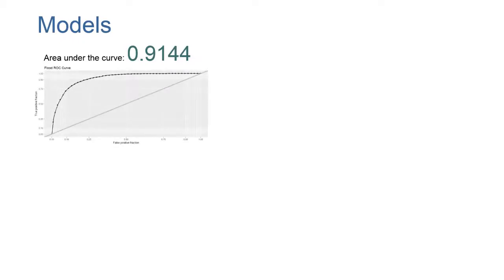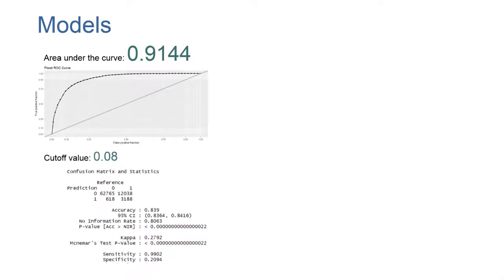The model that we created generated a gradient of probabilities from 0 to 1. The area under our curve, which compares our model's ability to discriminate between flooded and not flooded cells, was 0.91, which implies that it was a very strong model. The confusion matrix shows the classification of true and false positives and negatives. We chose a cutoff value of 0.08, which optimized the highest number of true positive and true negative returns.